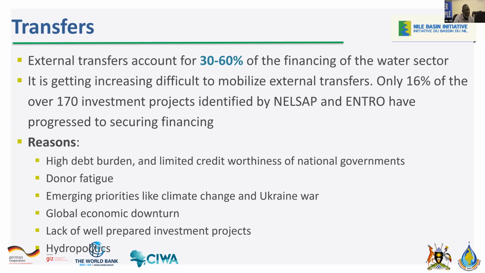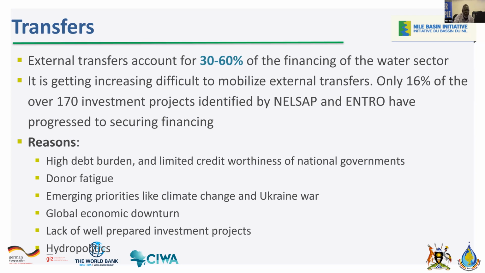And a point to note is that in our region, the two investment arms of NBI, Entro and NELSA, have only managed to mobilize financing for 16% of the projects they have prepared. Over the 170, only 16% have secured financing. So there is still a challenge to mobilize external financing.